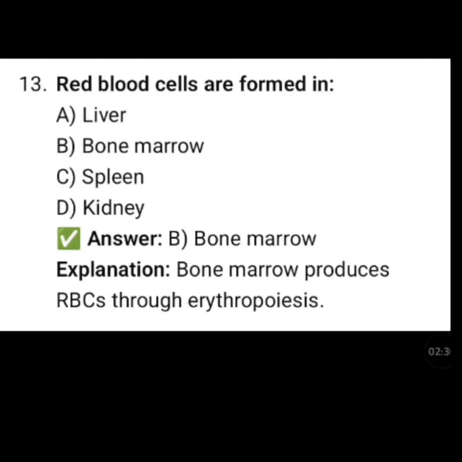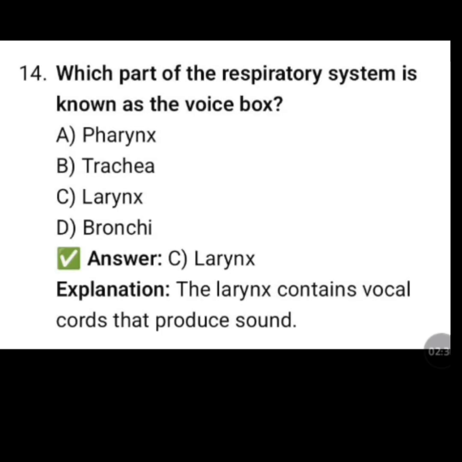Red blood cells are formed in: liver, bone marrow, spleen, kidney. The correct answer is option B, bone marrow. Bone marrow produces RBCs through erythropoiesis.